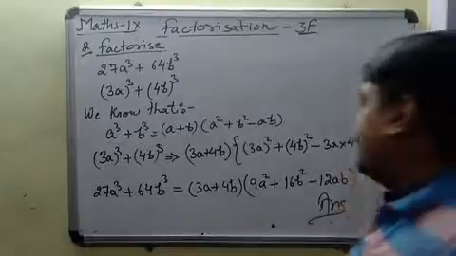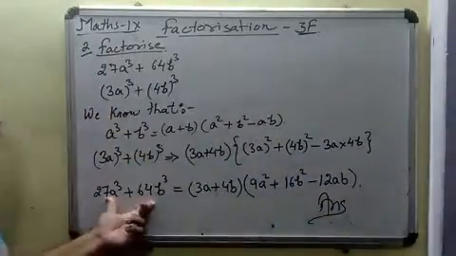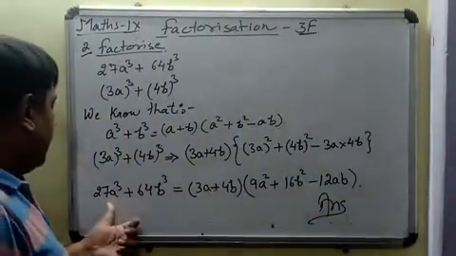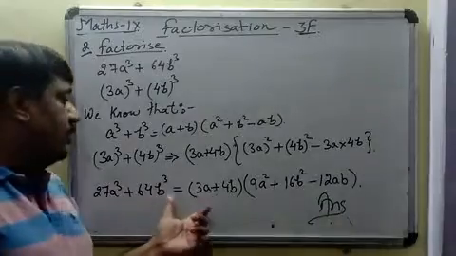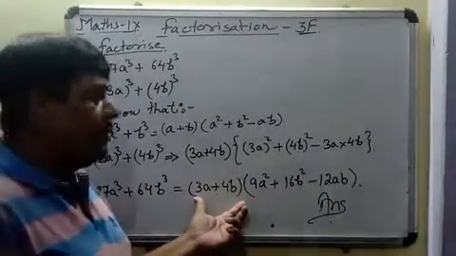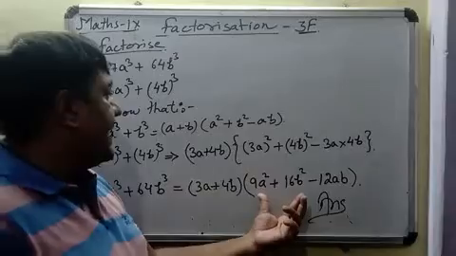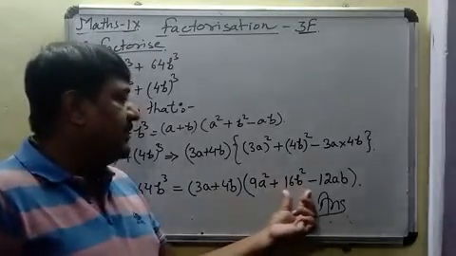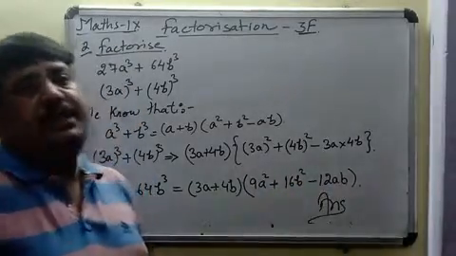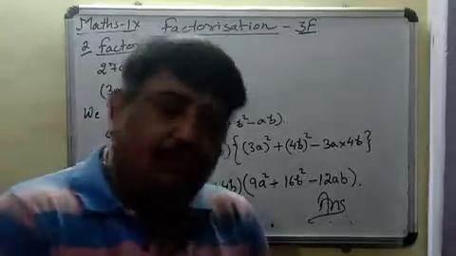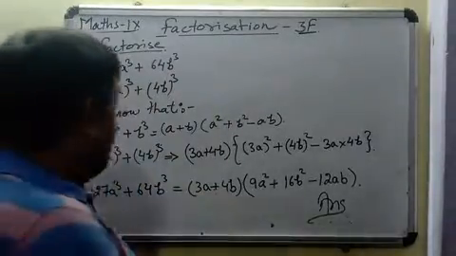So after the final multiplication, the factorization of 27a cube plus 64b cube will stand for 3a plus 4b in the first bracket. In the second bracket, it will become 9a square plus 16b square minus 12ab. This we have to do in our classwork copies.